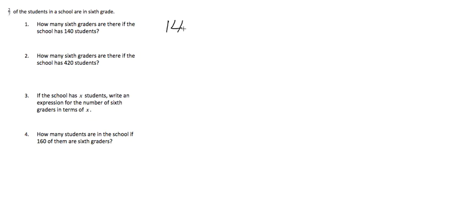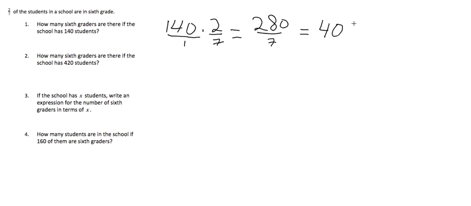So if we take this one, we're doing 140 times 2 over 7. 140 becomes a fraction, which is 140 over 1. If we multiply across, we end up getting 280 over 7, which then simplifies down to 40 6th graders.